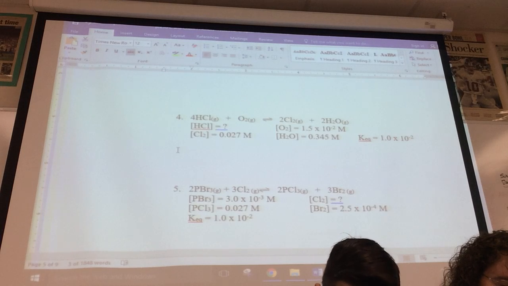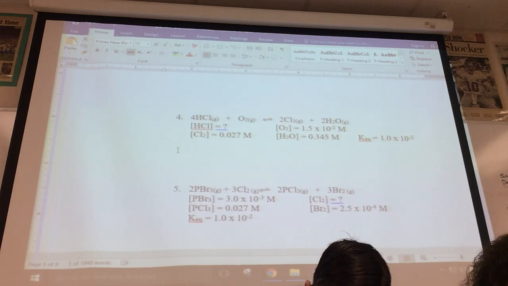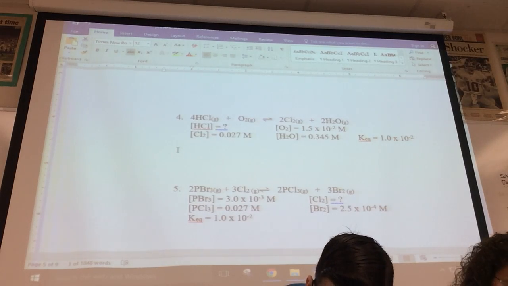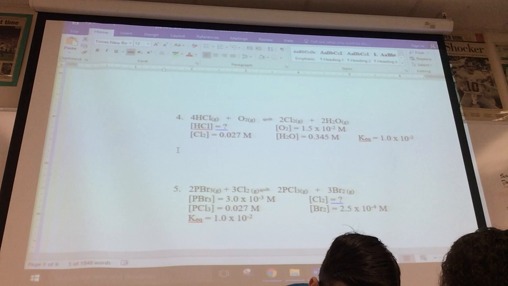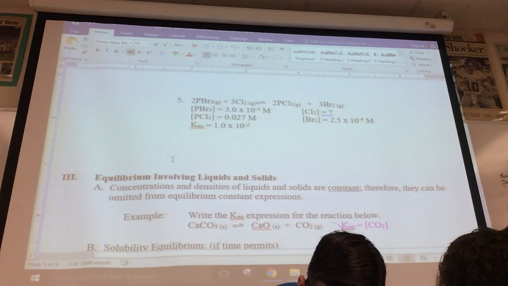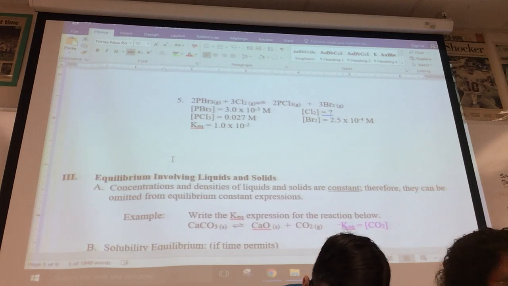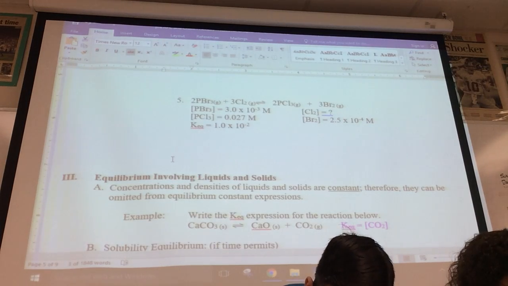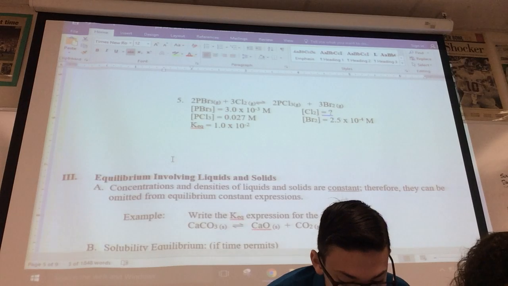Okay, hang on. Times 2.5 times 10 to the negative 4. Something's not right. 0.027 squared times 2.5 times 10 to the negative 4. Do I have all the pieces? Divided by 1.0 times 10 to the negative 2. Divided by 3.0 times 10 to the negative 3. All the right pieces. Raised to the 1 divided by 3. I still got 7.2 times 10 to the negative fourth.